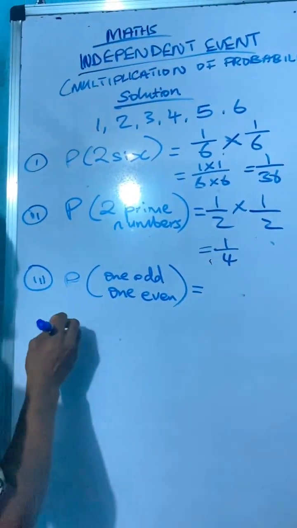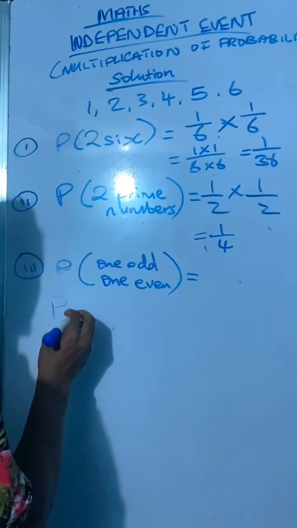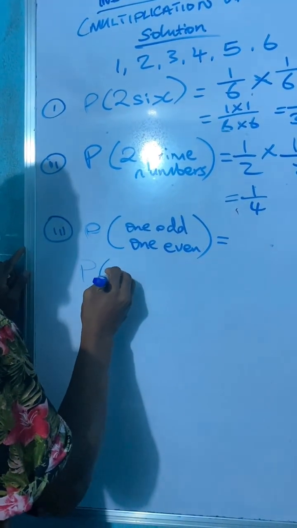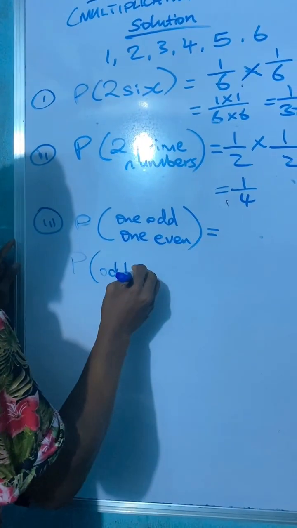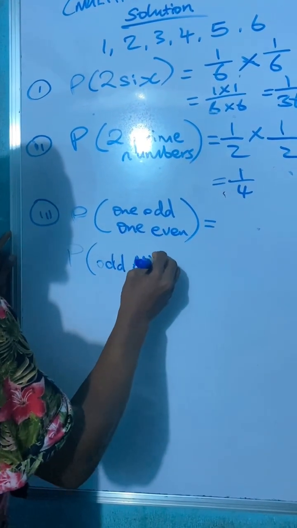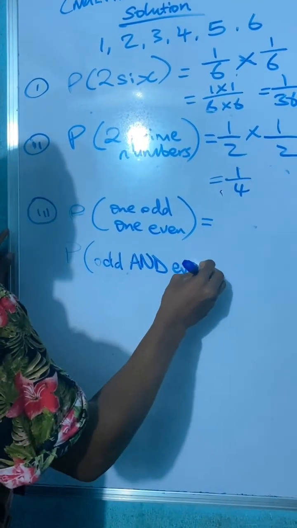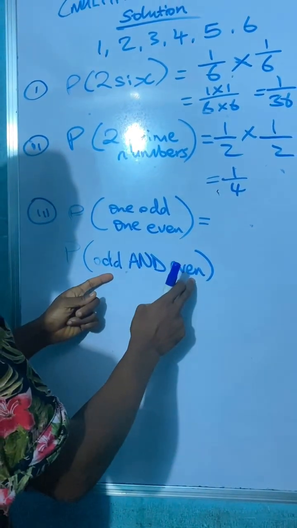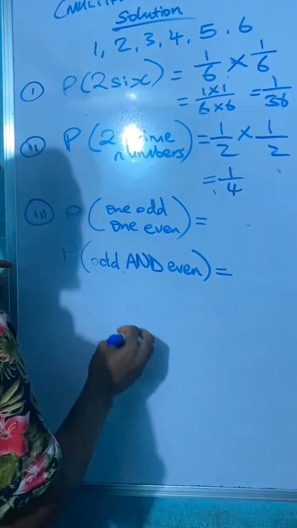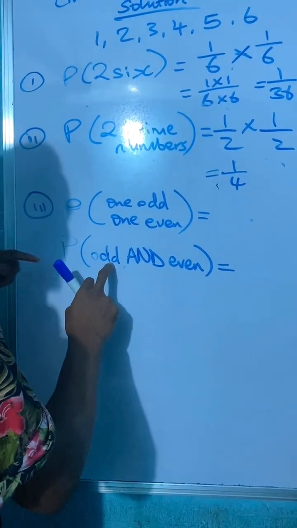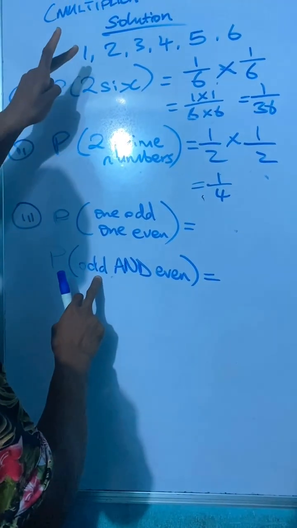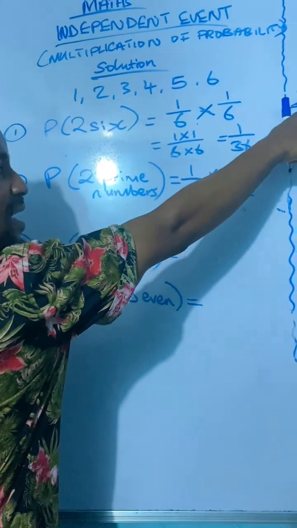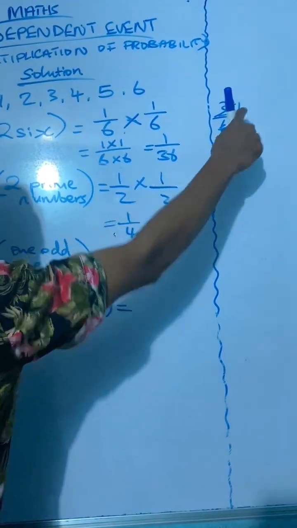So what we are going to do is probability of getting odd and even. This is for the first odd on the first dice and even on the second one. Then the probability of getting an odd number, let's see how many odd numbers are there. This is 1, 2, and 3, which is 3 over 6, which we have done before. If you reduce it, 1 over 2.